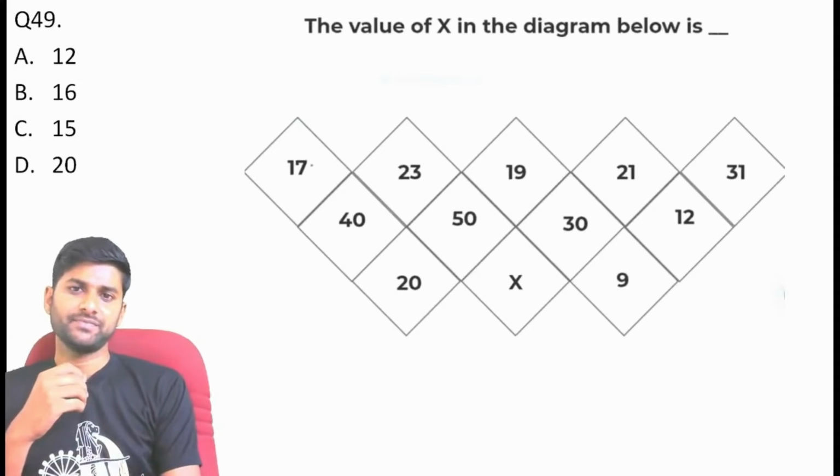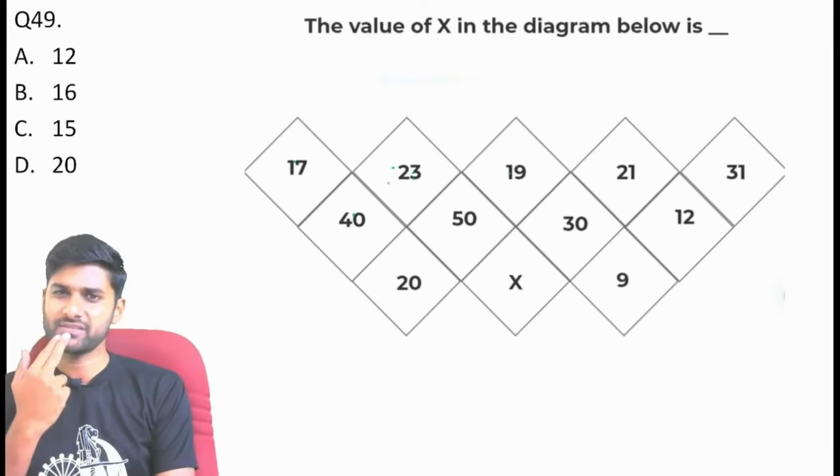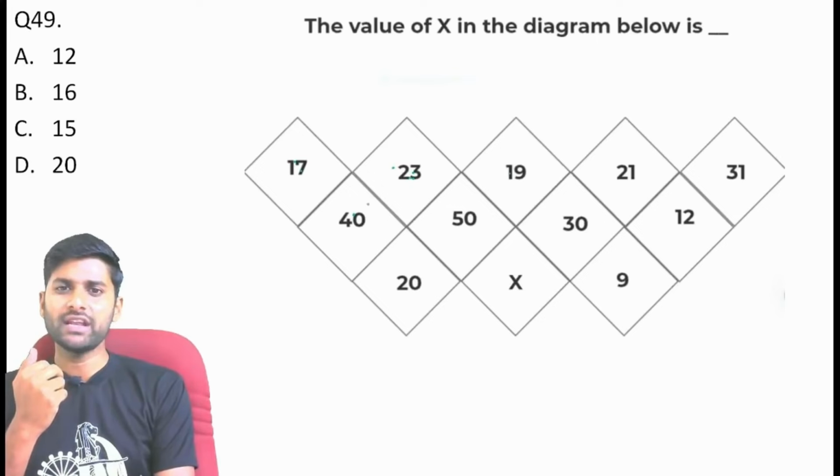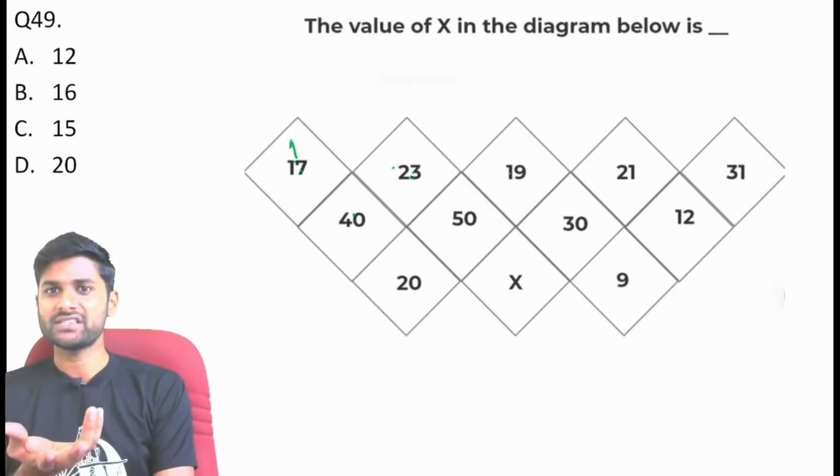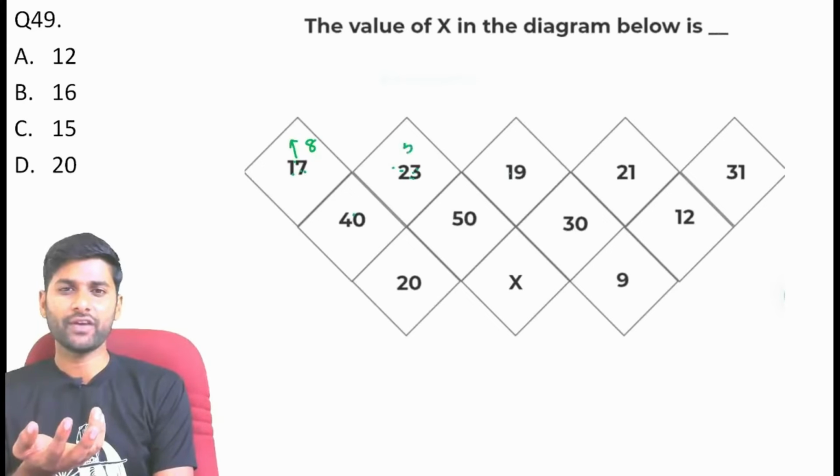See the next one, see guys. Here 17 plus 23. 17 plus 23 is equal to 40. But 23 plus 19 is not 50. Then what is the mistake? Now, if you go through the numbers, we never get a perfect resultant. Now you can see the numbers in terms of digits. Means 1 plus 7 is equal to 8. 2 plus 3 is equal to 5. Now 8 into 5 is equal to 40.